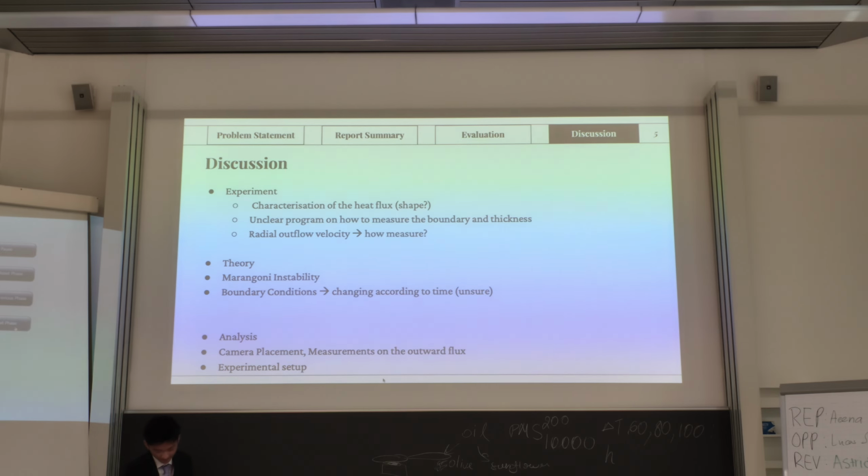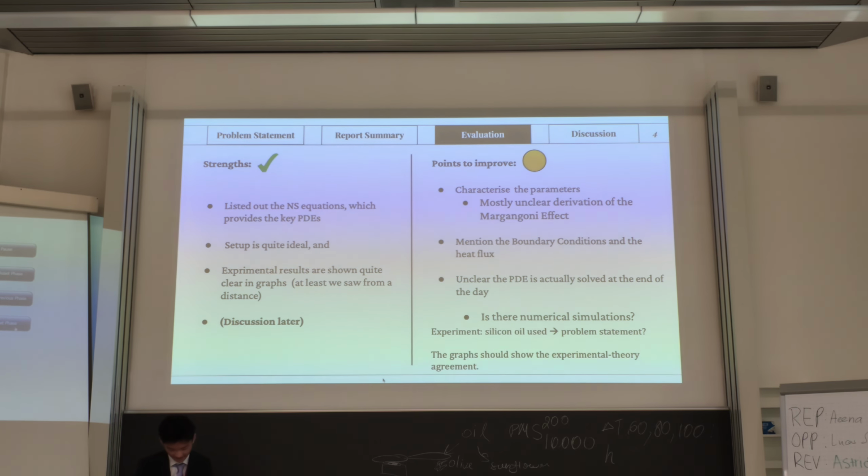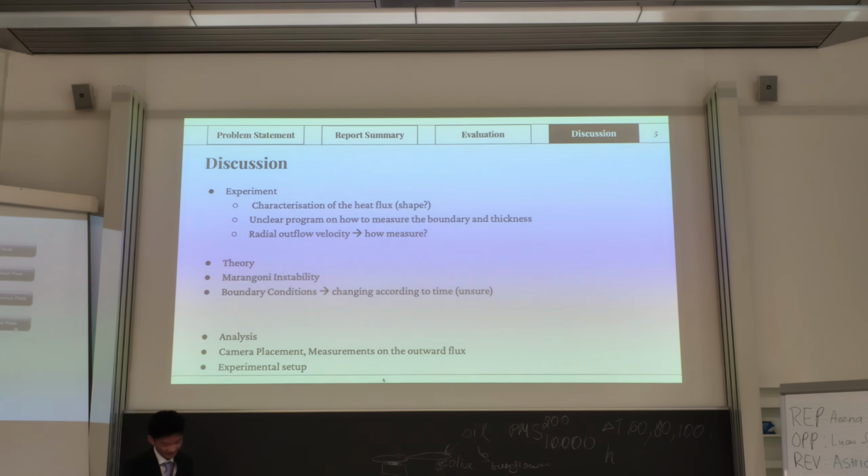Yeah, so maybe I'll just move into some of the discussion. Firstly, in the experiment, the heat flux needs to be characterized. For example, perhaps you could have measured the temperature gradient across time. You mentioned that you had an interferometer, and you could have used that to measure the temperature, and that could have given you the heat flux.